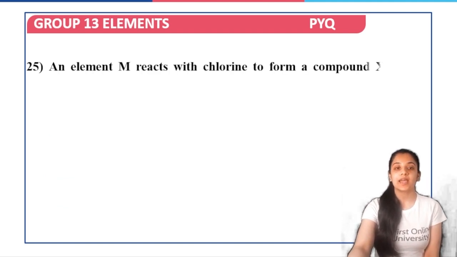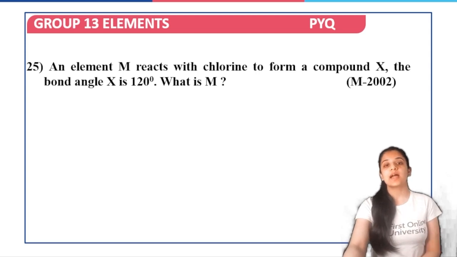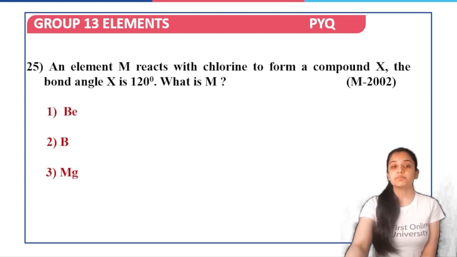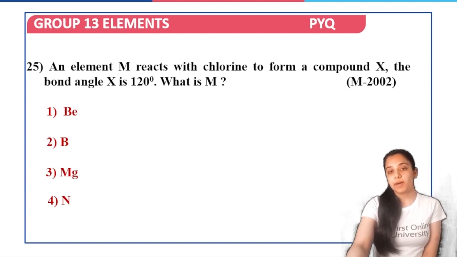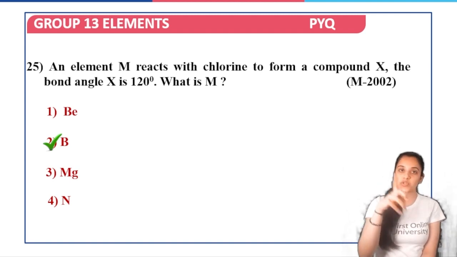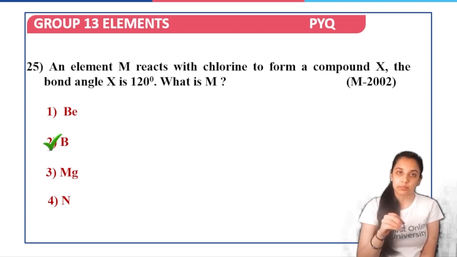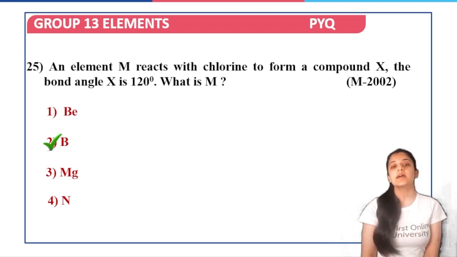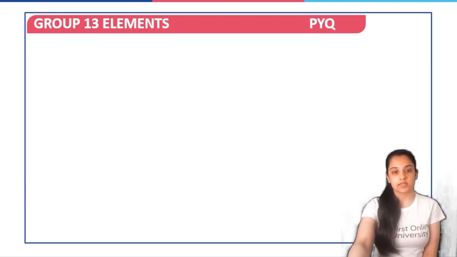Next question is, an element M reacts with chlorine to form a compound X, and the bond angle of X is 120 degrees. So what is that element? Beryllium, boron, magnesium, or nitrogen? See, we have talked about boron forming BCl3, and BCl3 is a triangular planar compound formed with boron being sp2 hybridized. Therefore, it is going to have a bond angle of 120 degrees. So option 2 is the correct answer.